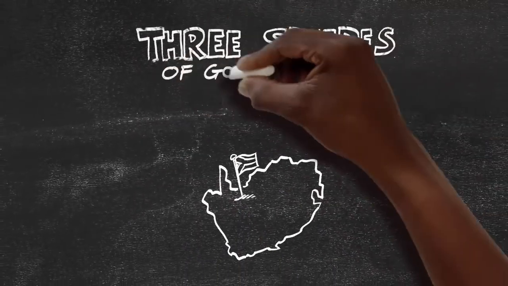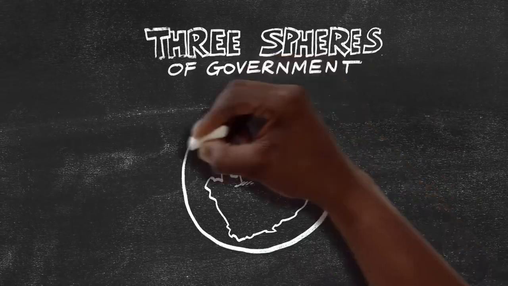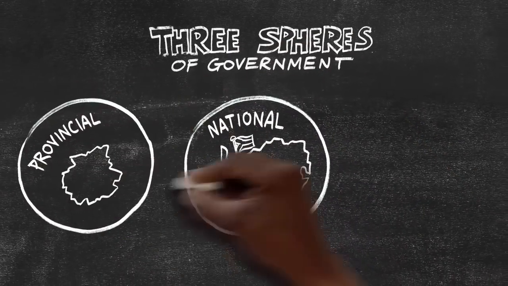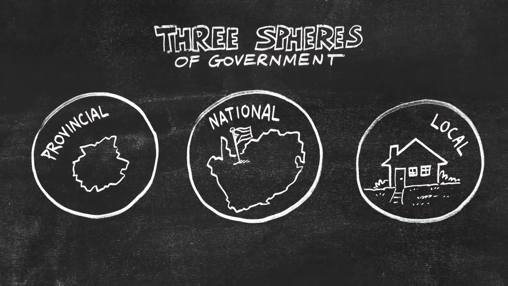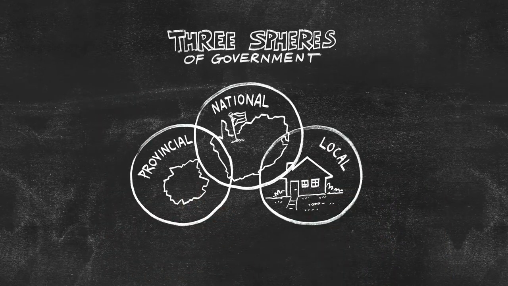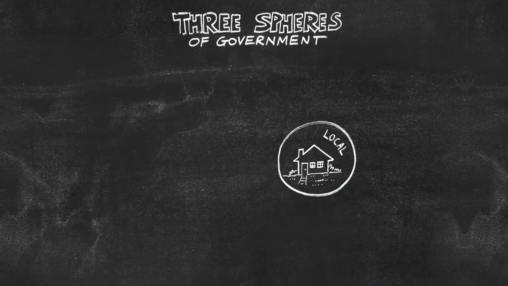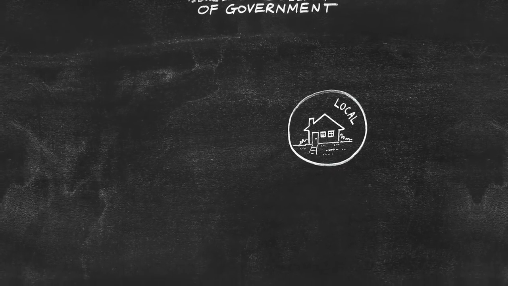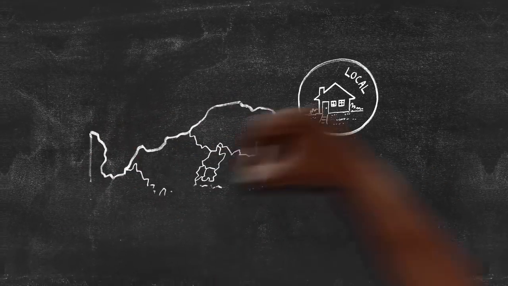In South Africa, we have 3 spheres of government: national, provincial, and municipal, also called local. All 3 spheres cooperate to help the people. But it is local government that is responsible for much of what you see around your home.